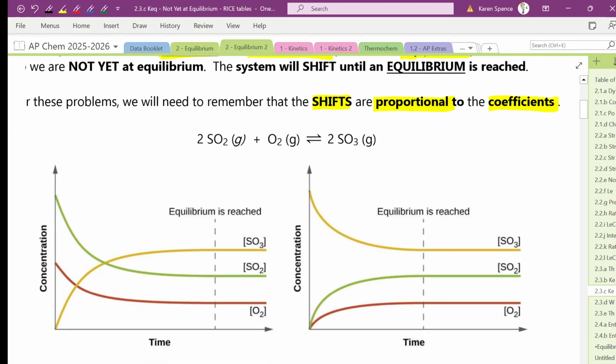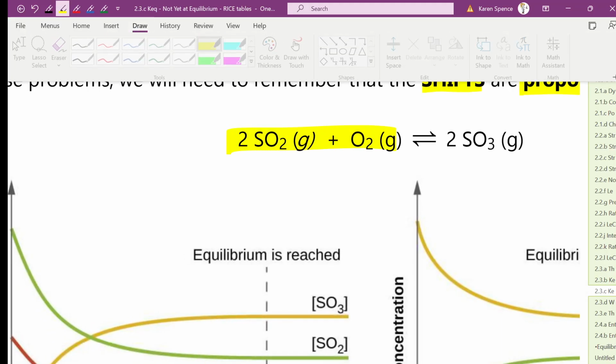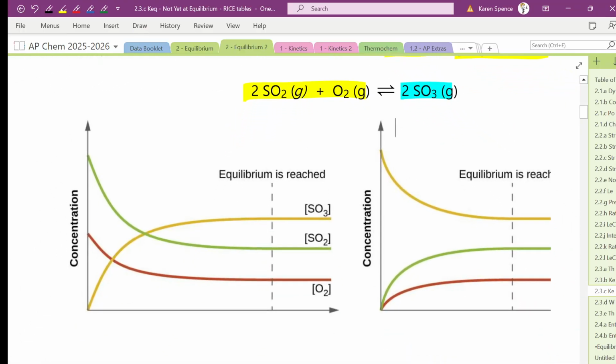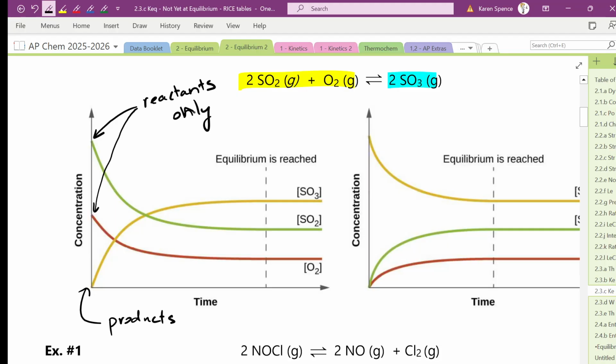So here is a situation. Our reaction, we've got SO2 and O2. Those are our reactants, and our product is SO3. So on the graph on the left, we are starting with some amount of reactants, and the products are starting at 0. So we have reactants only. And eventually we reach equilibrium, everything shifts.